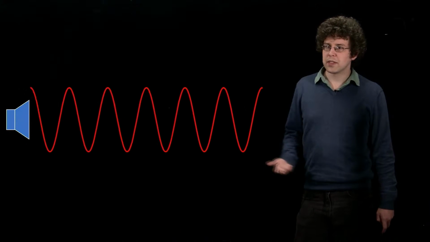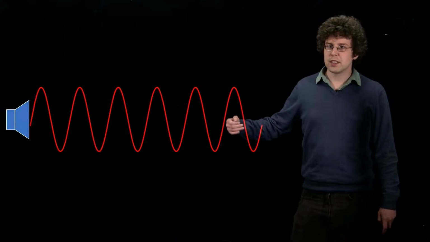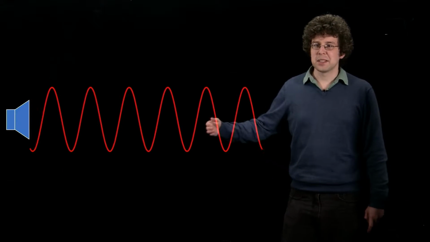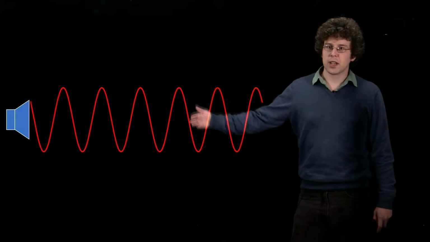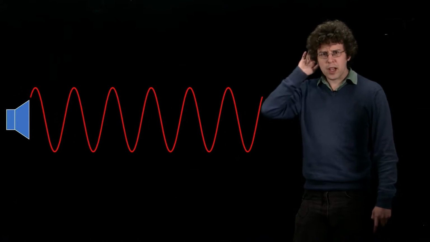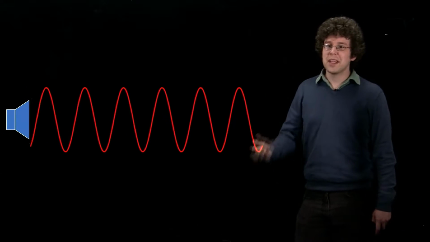So our speaker is going to be producing a pressure wave, a sound wave, which will look something like this. It's traveling towards the right. You can see as the speaker cone, which I haven't animated, pushes in and out, it displaces the air, which is the medium, to the left and the right. And we go up and down. If I put my ear in the path of this wave, I should be able to hear it.